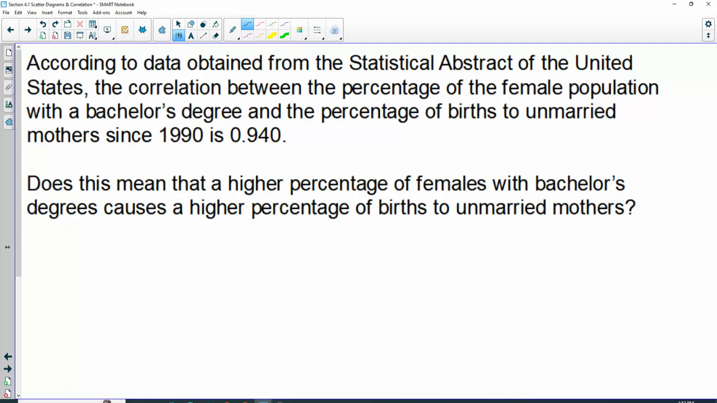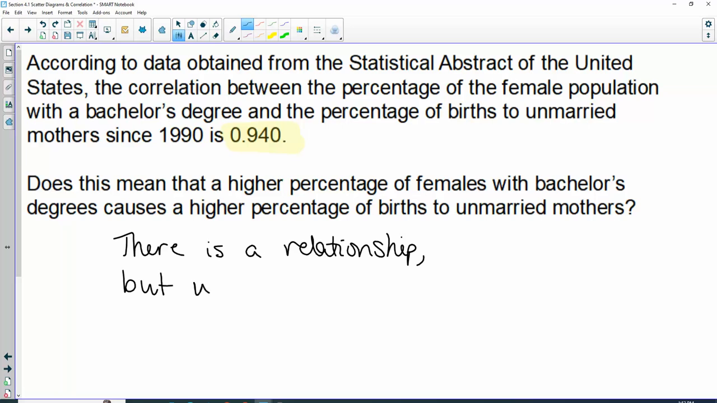Those two things are just related; they don't cause each other. I want you guys to be aware of that. In stats, we're always trying to decide if there's a relationship, but can I prove that one thing caused the other? No. So what I've shown is there is a relationship, but we don't know that one causes the other.